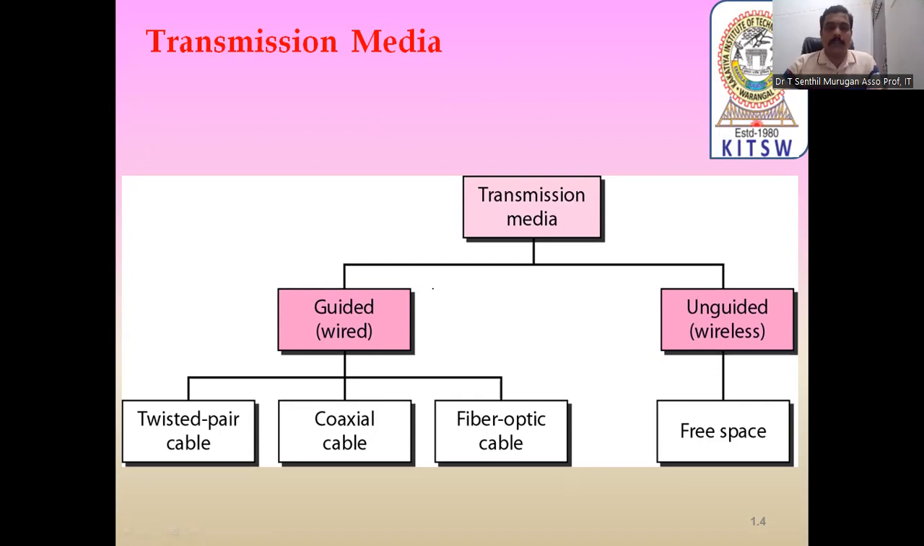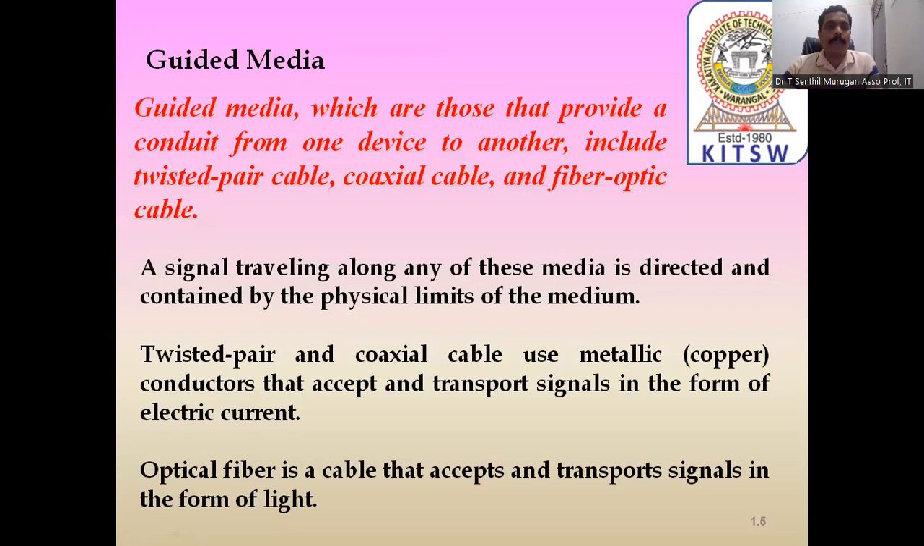Okay. So what is guided media? Then how these three cables are used, that we are going to discuss. Guided media are those that provide a conduit from one device to another, and include twisted pair cable, coaxial cable and fiber optical cable. A signal traveling along any of these media is directed and contained by the physical limits of the medium.